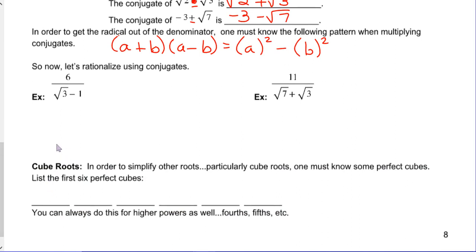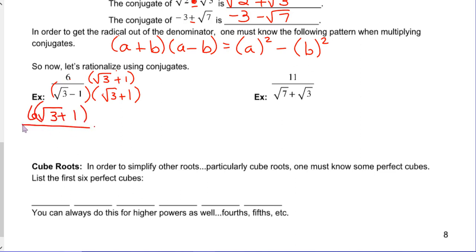So, we're going to multiply top and bottom by the conjugate of the denominator. So that conjugate, if I have root 3 minus 1, is going to be root 3 plus 1. So again, I'm multiplying by 1. So I have to multiply top and bottom by the exact same answer. I'm going to put these together as 6 square roots of 3 plus 1 all over. Now, using my formula here, I need to square the first term. So I need to do root 3 squared minus the second term squared. And that I need to now simplify.